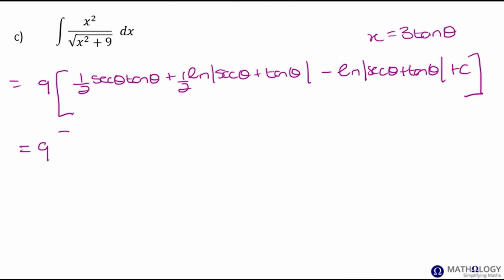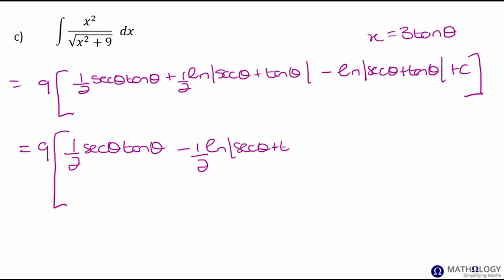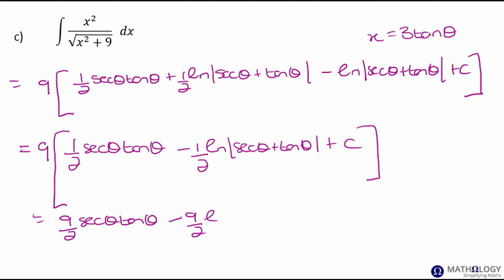So that equals 9 times, we have a half ln sec theta plus tan theta minus ln sec theta plus tan theta. So we can just write that as minus a half ln sec theta plus tan theta, then plus c. And just bringing the 9 in, we'll have 9 over 2 sec theta tan theta minus 9 over 2 ln sec theta plus tan theta plus c.